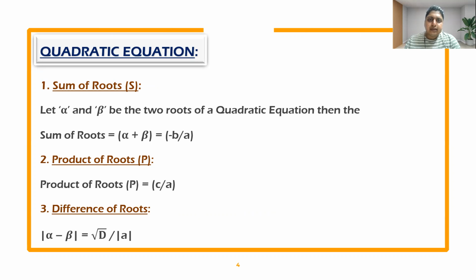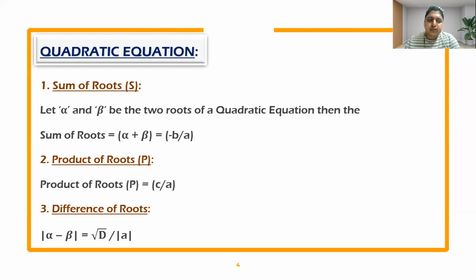And secondly, if we find the product of roots, it is alpha multiplication beta, that is c upon a. It is the coefficient of c, that is the constant, and the coefficient of x square, that is a. So c upon a.